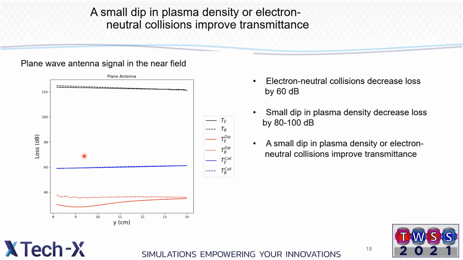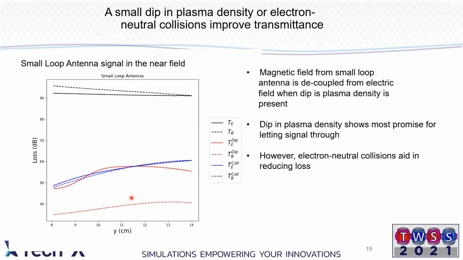So here, I'm comparing just the plane wave. So this is with no collisions, no dip. And then now all the way down here, this is with collisions. So a 60 dB gain, and then another 20 dB. This did not have collisions in it, it just had the dip. So we're basically looking for mechanisms that can improve transmittance.